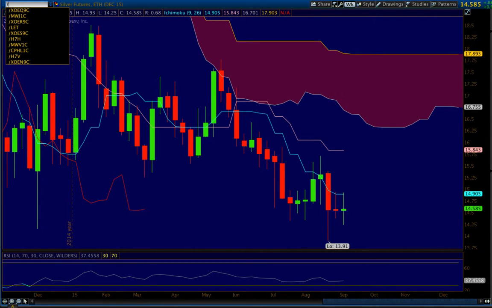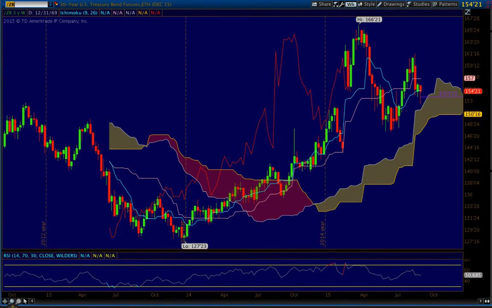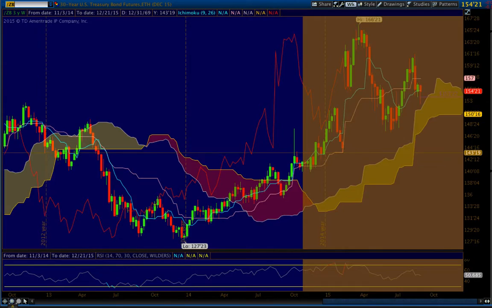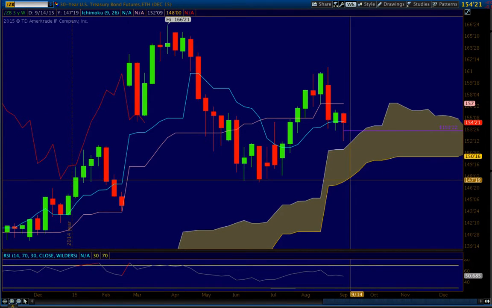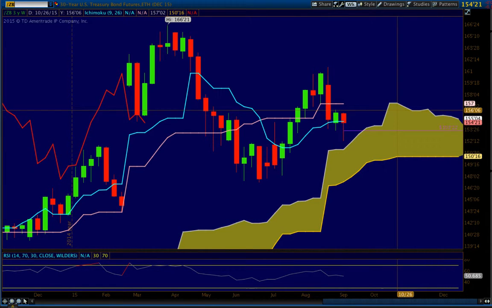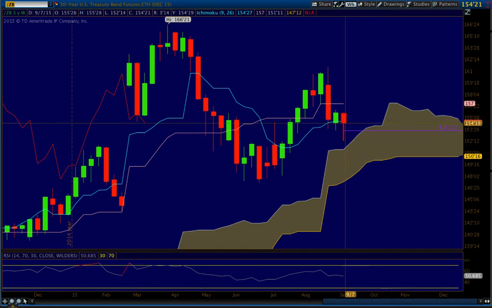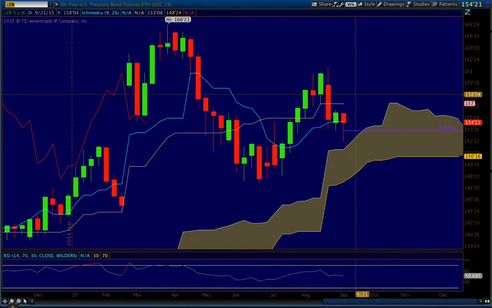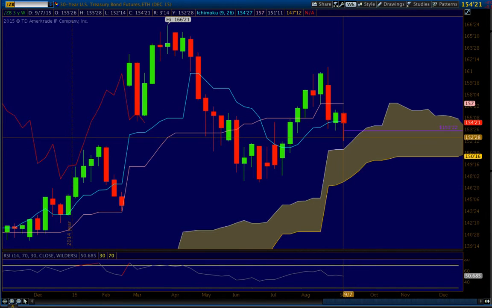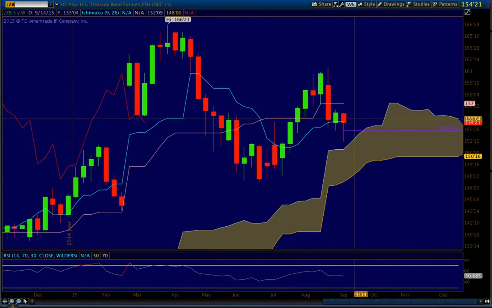Let's look at the bonds, the Treasury complex. ZB on the weekly is bullish. It's overall over the cloud, but it was unable to hold over the Tenkan-sen last week, despite putting in a hammer candle. A hammer candle could be a potential reversal candle, so keep that in mind.